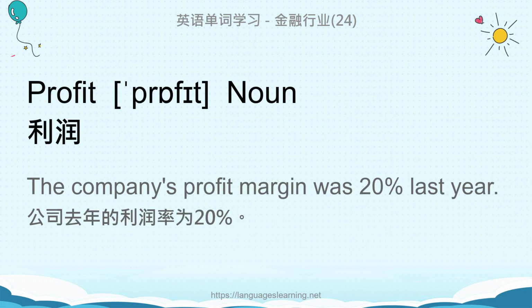Profit. The company's profit margin was 20% last year.